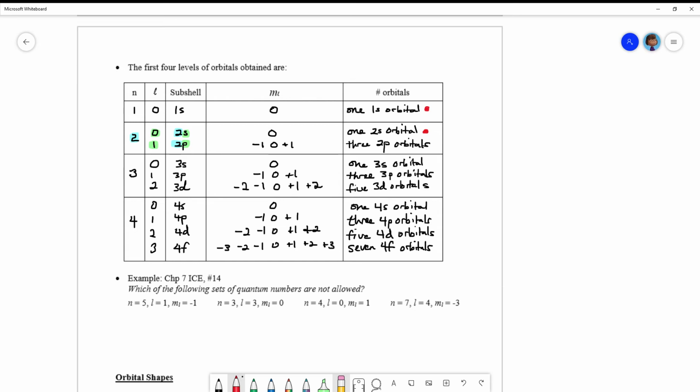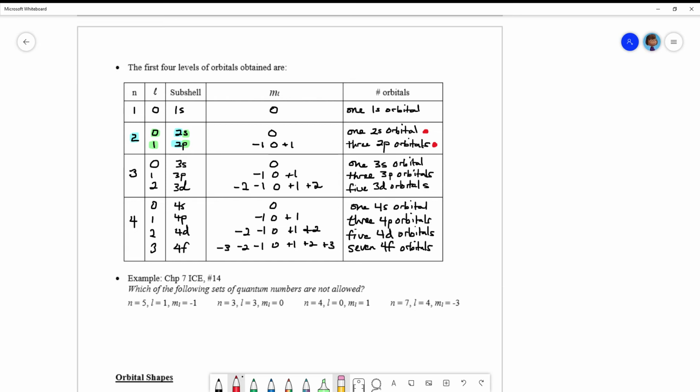Now, let's suppose, in contrast, we wanted to compare the 2s orbital with these 3 2p orbitals. What's similar and what's different about these orbitals? What's similar is that they have the same relative size. Why? Because they have the same n value: n is equal to 2 for all 4 of these orbitals. They're the same size. But what's different?